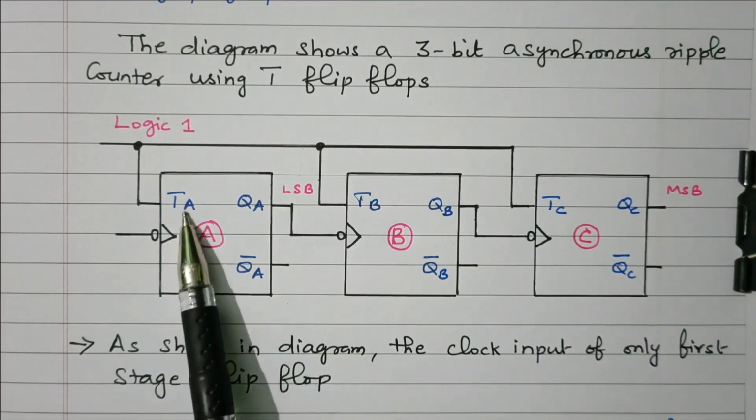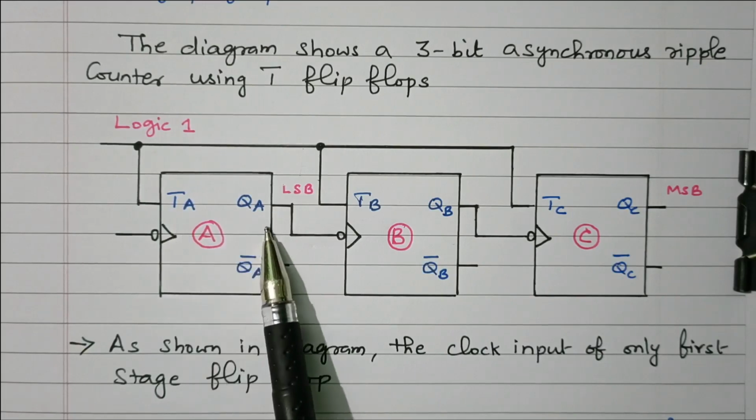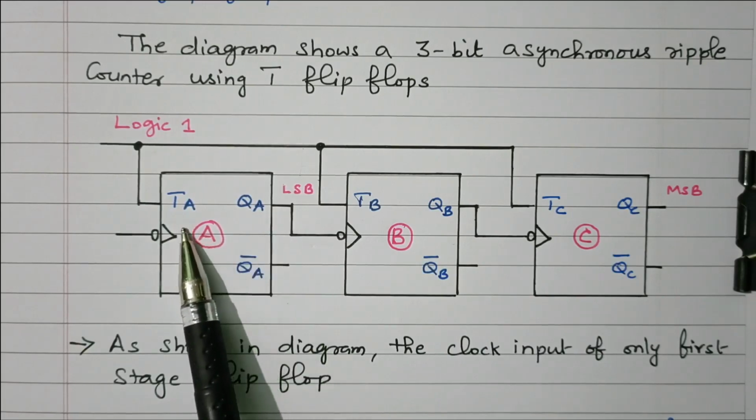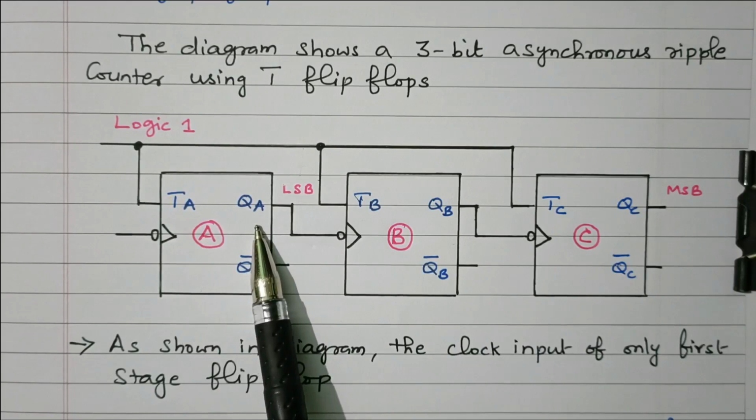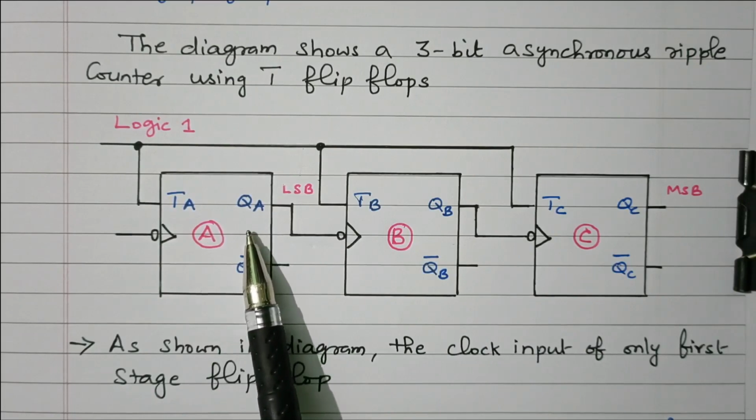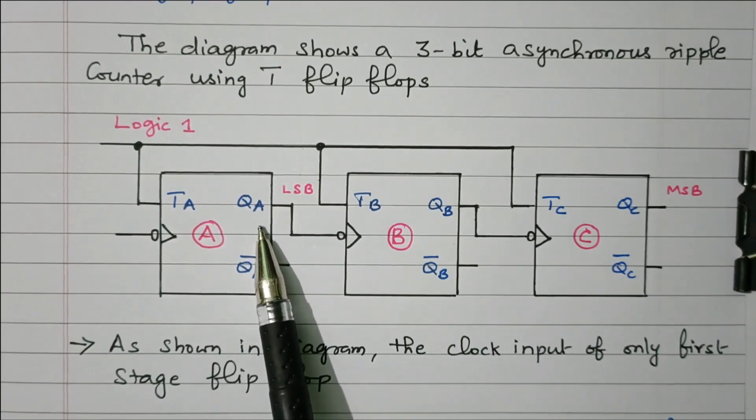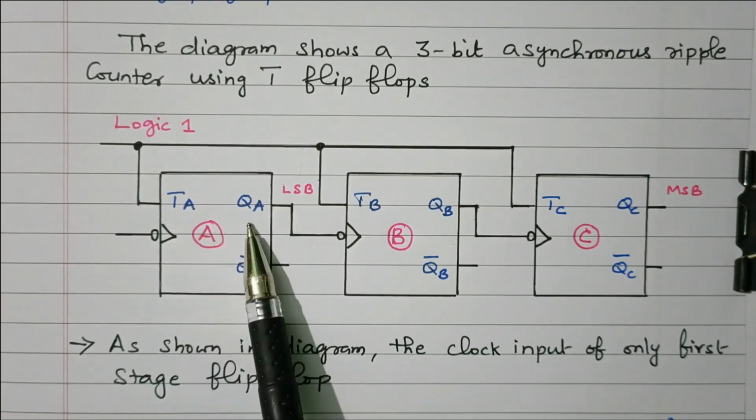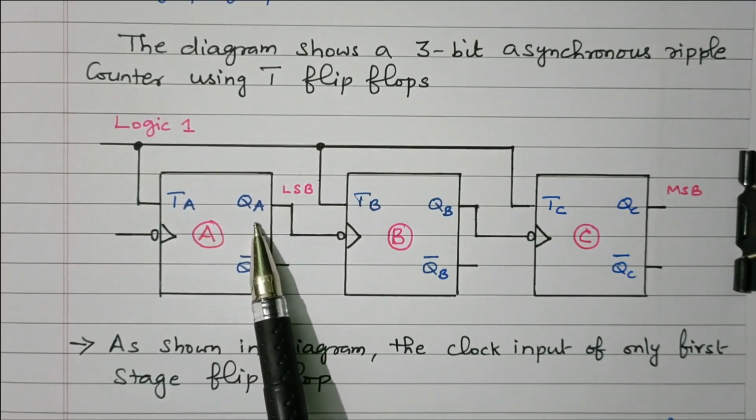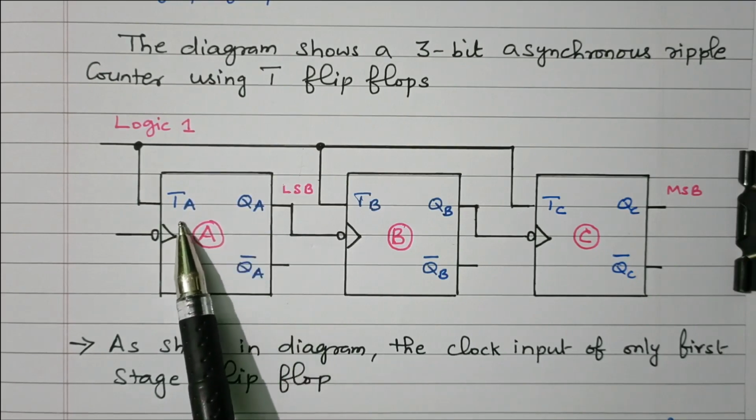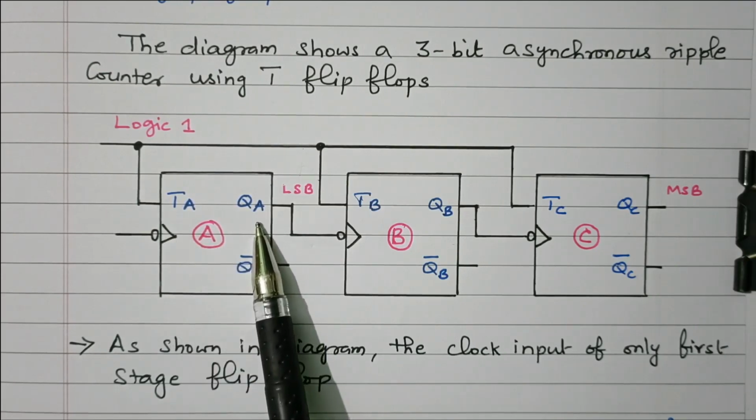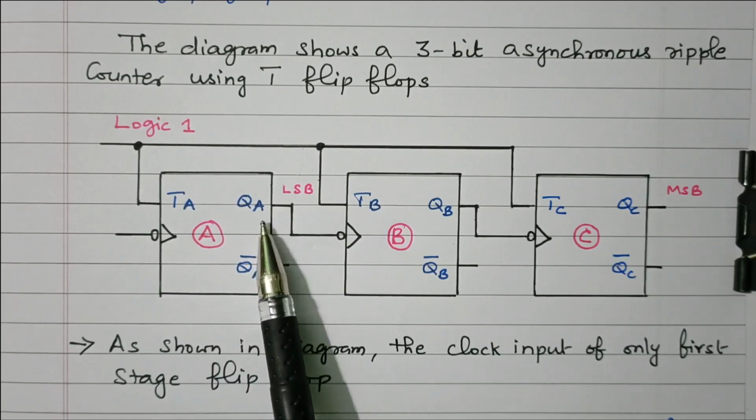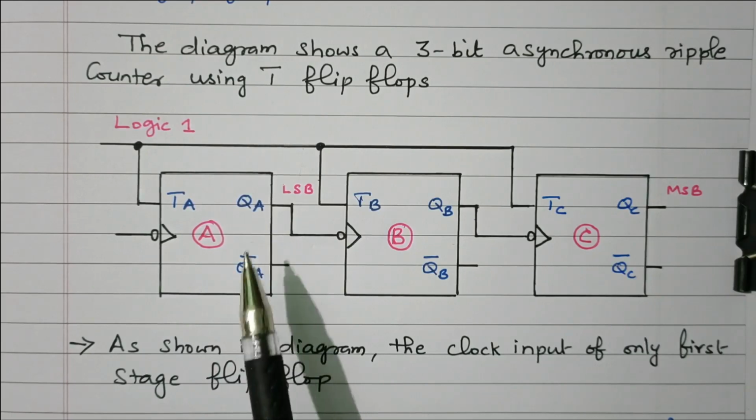What is the nature of the T flip-flop? If the T input is 1, the output will toggle. If the T input is 0, no change in the output. Present state and next state. We know that in a flip-flop we have present state and next state. If T is 0, present state and next state both are the same, no change. If T input is 1, the present state will toggle. 0 changes to 1, and 1 changes to 0.